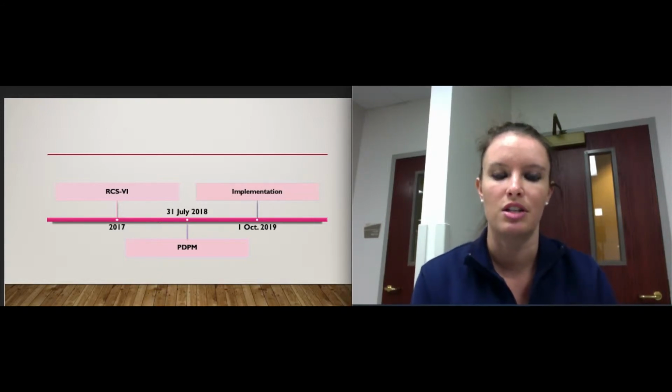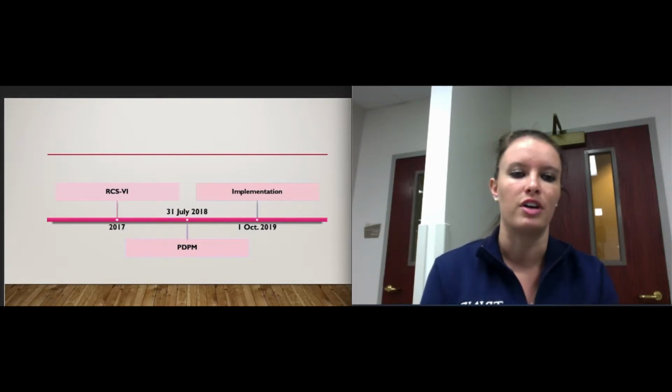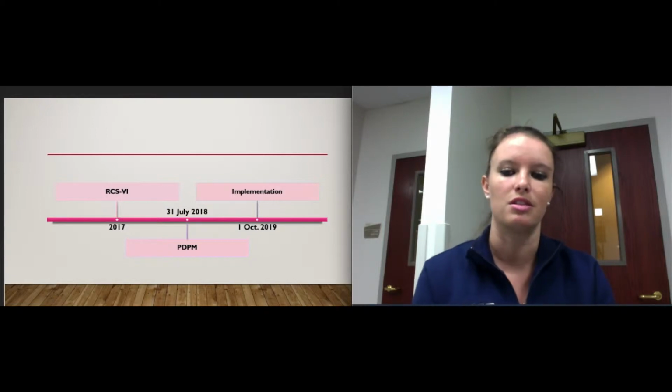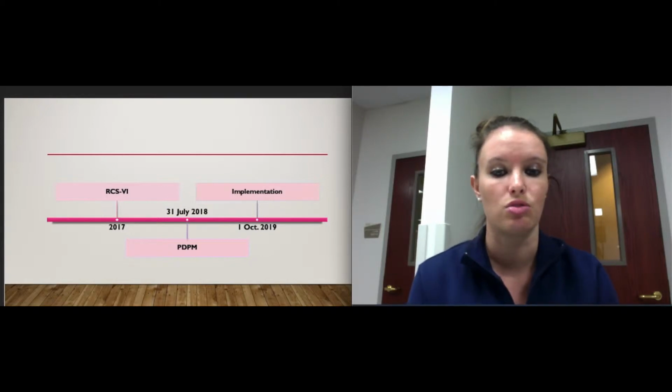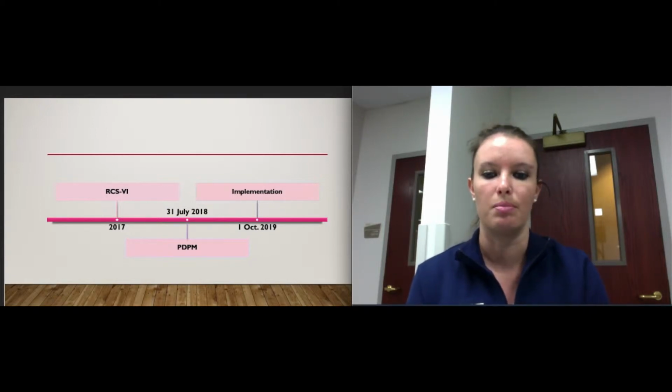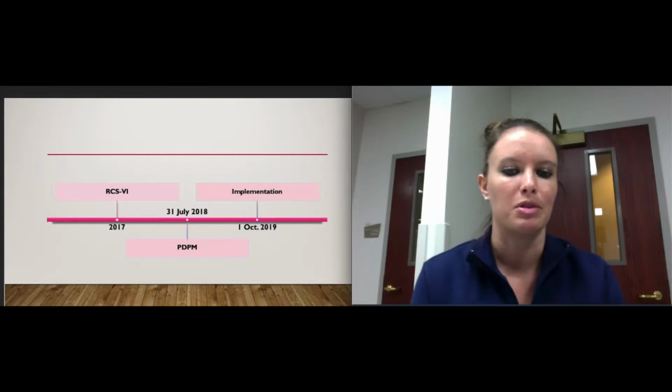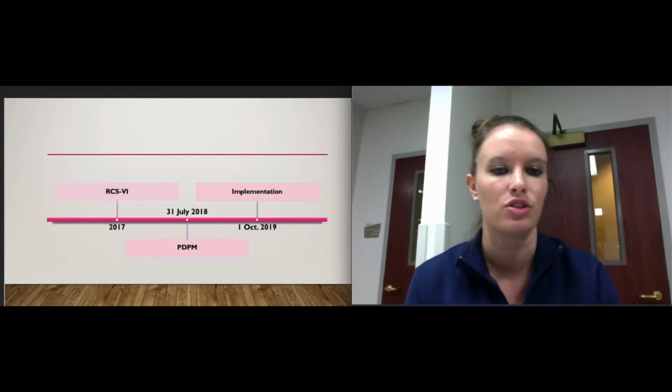So in July 2018, CMS issued a final rule for 2019. The rule includes plans to replace the existing SNF case mix methodology, known as RUGs, with the new patient-driven payment model. This model shifts payments away from fee-for-service to more of a prospective payment system, and it's to be fully implemented by October 1st, 2019.